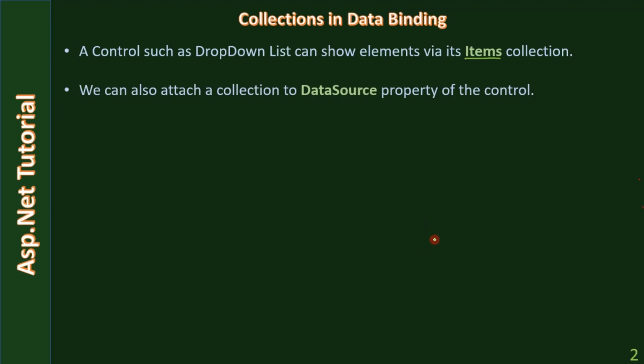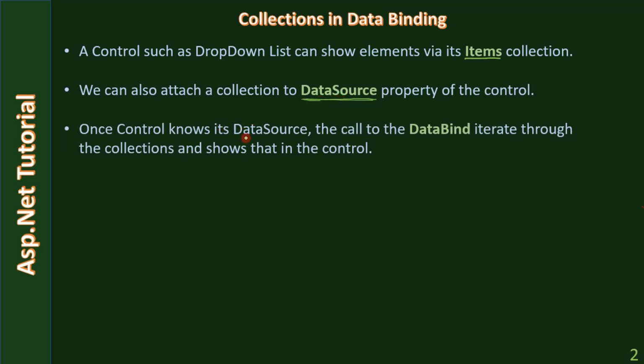We can also attach a collection to the data source property of the control, right? So you can create a collection. It can be an array list or array, whatever it is. You can use the standard .NET collection, and you can assign that collection to the data source. So you can do this also, and when you do this, the collection items will be displayed in the control.